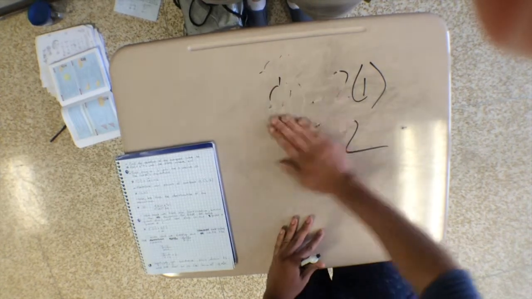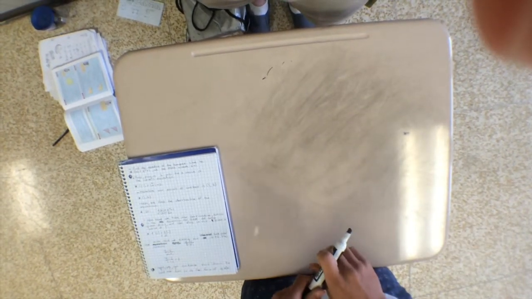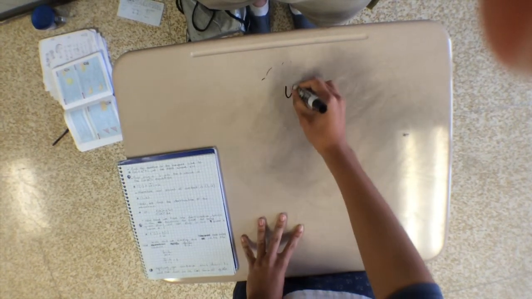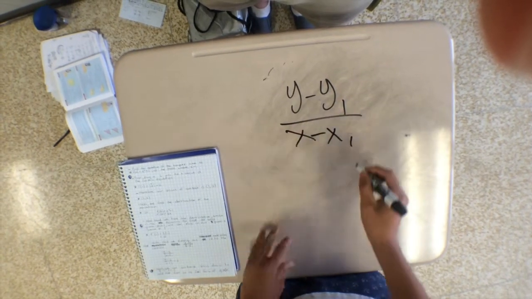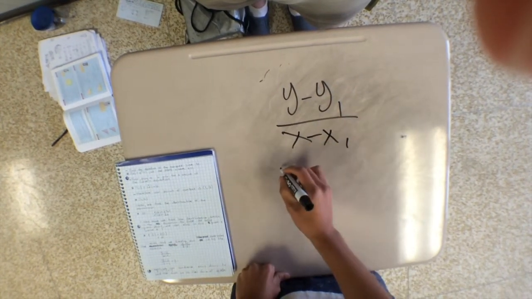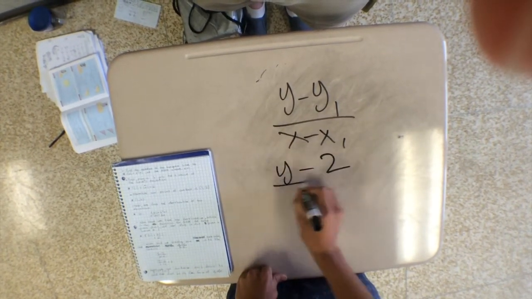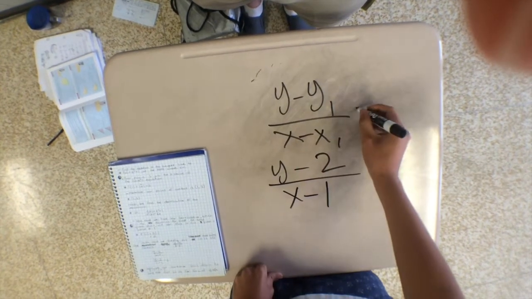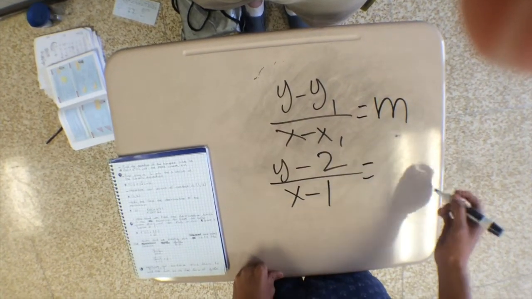So let's erase that one more time. Alright, now with these given values, we can plug that into the slope formula, which, as we all know, is y minus y1 over x minus x1. So let's plug our values in. So y minus 2 over x minus 1. Oh, and I forgot to put up here that that equals m, which is our slope or gradient or whatever other word you want to use for it.